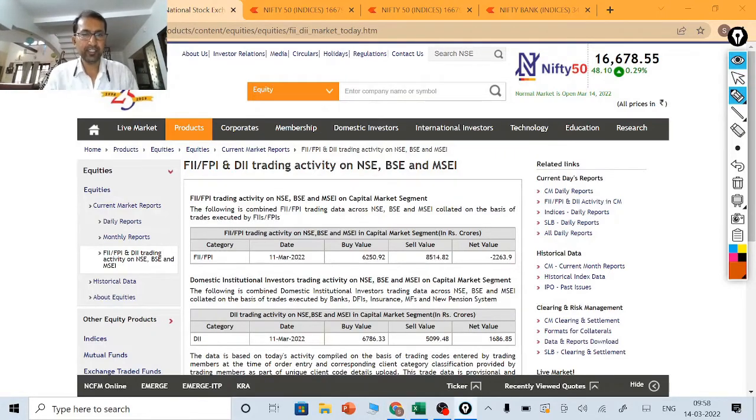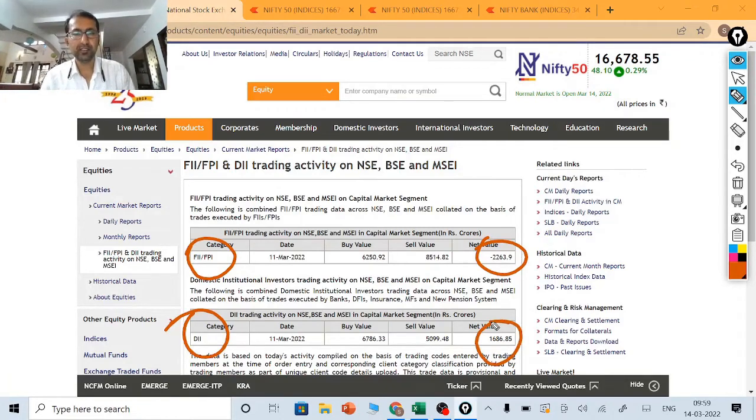So here you can see FIIs and FPIs have sold to the tune of 2,263 crores, whereas the DIIs were net buyers, so they have purchased about 1,686. That is on 11th March. Okay, after the weekend, things have changed. Now DIIs are buyers and FIIs are net sellers.